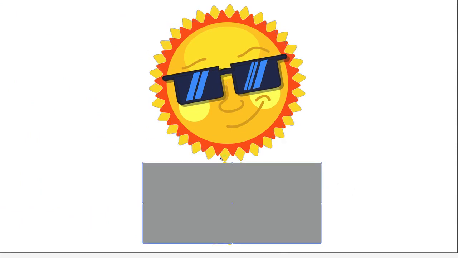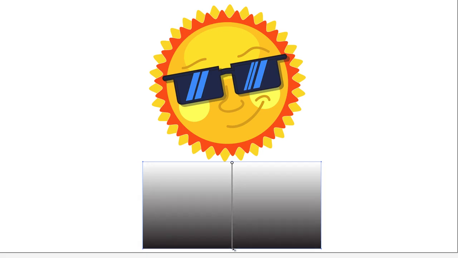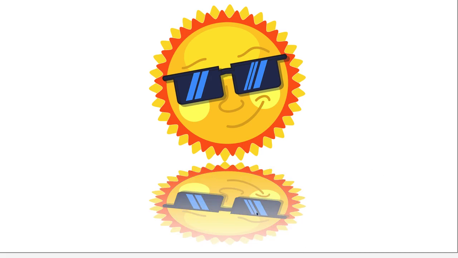Well, watch this. We combine it with the power of gradients that we learned a little bit earlier. Put a gradient on there. Make it go from top to bottom. Select everything, go to transparency and make an opacity mask. And you can see now we have a sun that fades away.